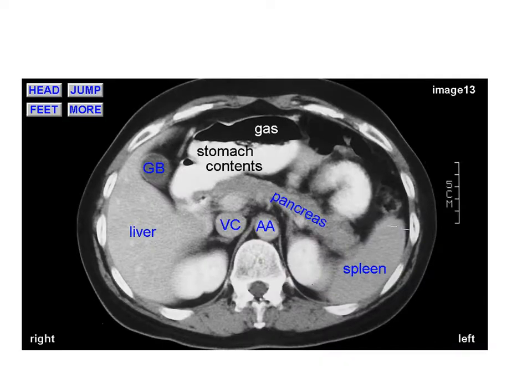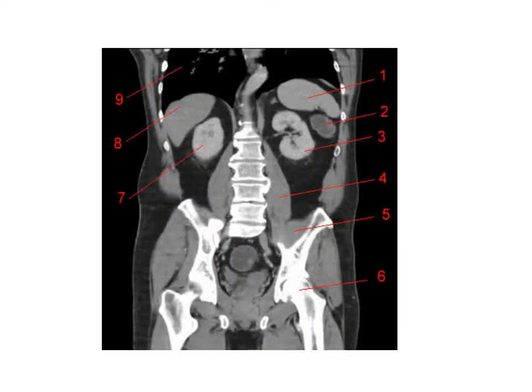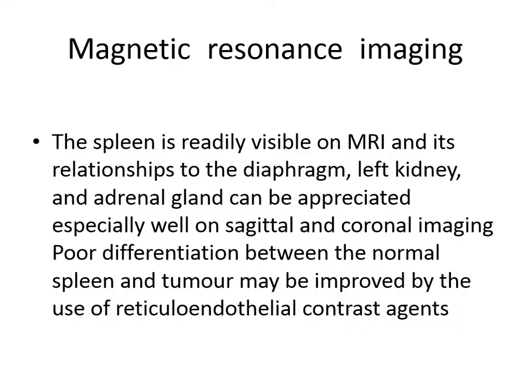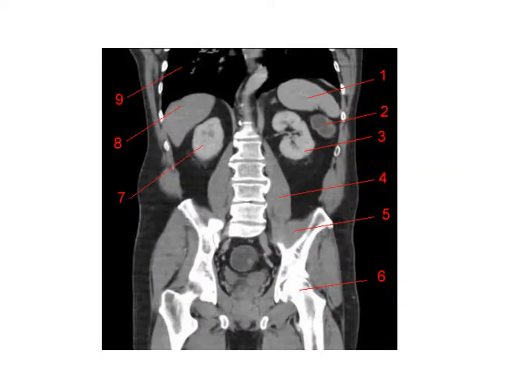This is a CT scan demonstrating the spleen, pancreas, abdominal aorta, liver, and gallbladder. This is a coronal image also of a CT scan. Number one is the spleen, of course. And this is a venous phase, because it's homogeneous.